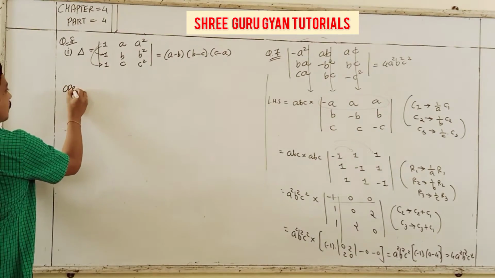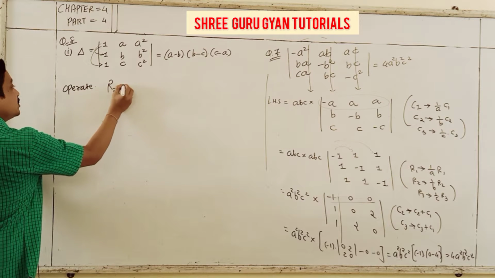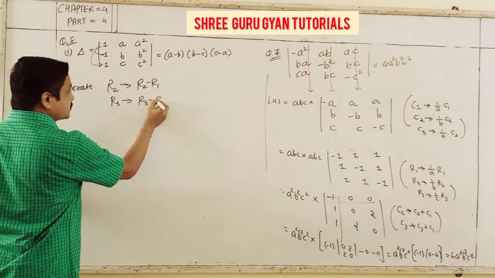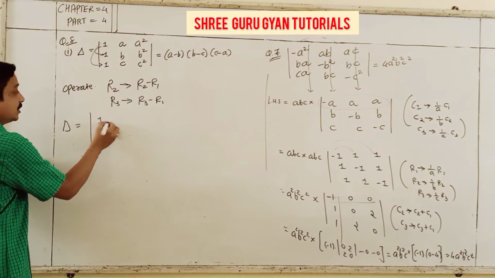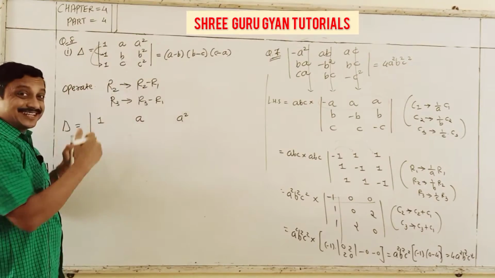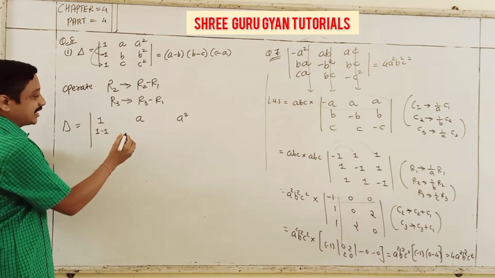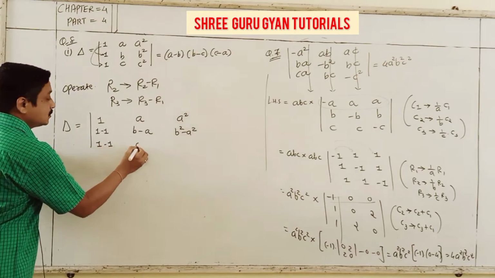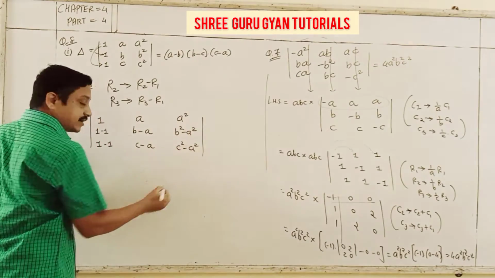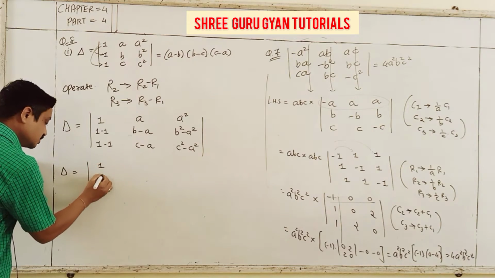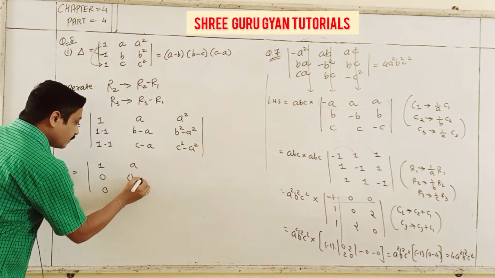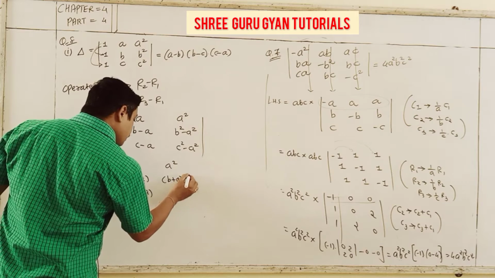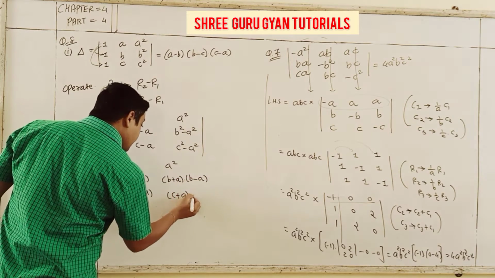So operate: second row changes to second minus first row, and third row changes to third minus first row. Definitely you will get some zeros here. First row subtract from second: 1 minus 1 is 0, then b minus a, b square minus a square. Same again, 1 minus 1, c minus a, c square minus a square. You will get 1, 0, 0; a, b minus a, c minus a; similarly here b plus a, b minus a; you will also check c plus a, c minus a.